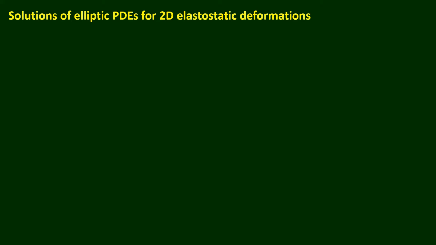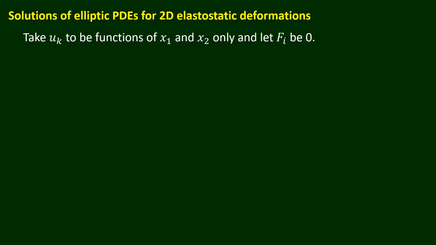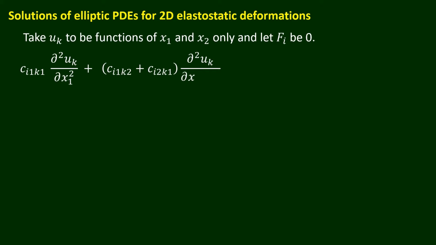Consider now the case where the displacement components uk are functions of x1 and x2 only, and the body force components fi are 0, that is, the case of two-dimensional elastostatic deformations in the absence of body force. For this case, the elliptic partial differential equations governing the deformations become Ci1k1 ∂²uk/∂x1² + (Ci1k2 + Ci2k1) ∂²uk/∂x1∂x2 + Ci2k2 ∂²uk/∂x2² = 0.